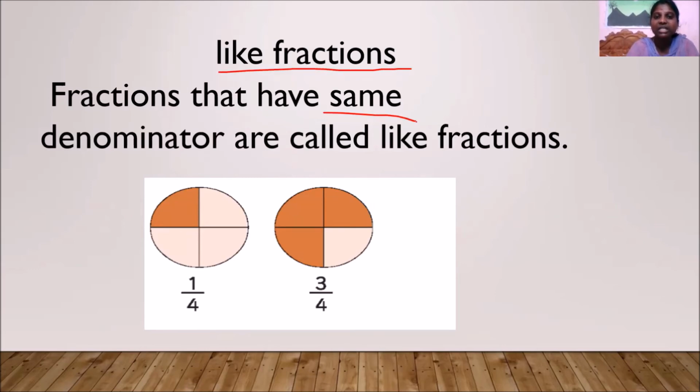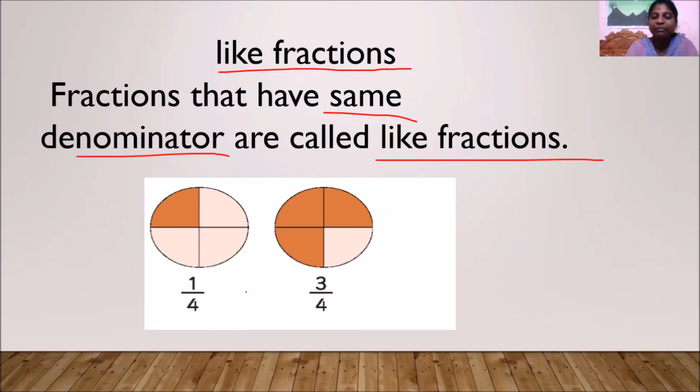Fractions that have the same denominator are called like fractions. Denominator, the word we already learned. Denominator is nothing but the bottom number. See the example here. The circles are divided into how many parts? Very good. 4 parts. 4 equal parts. In the first circle, only one part is colored. It is written as 1/4. In the second, 3 parts are colored. It is written as 3/4.